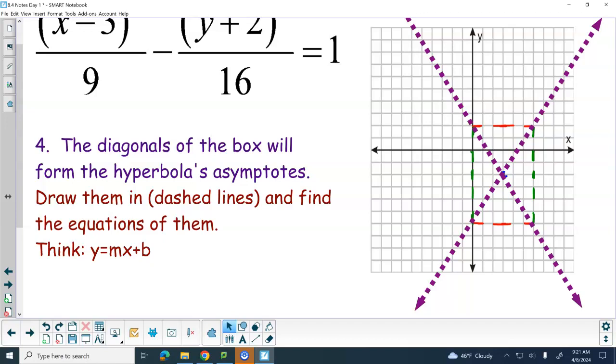Now, we've got to find the equations of those two asymptotes. So, let me go in here and look for 8.4.